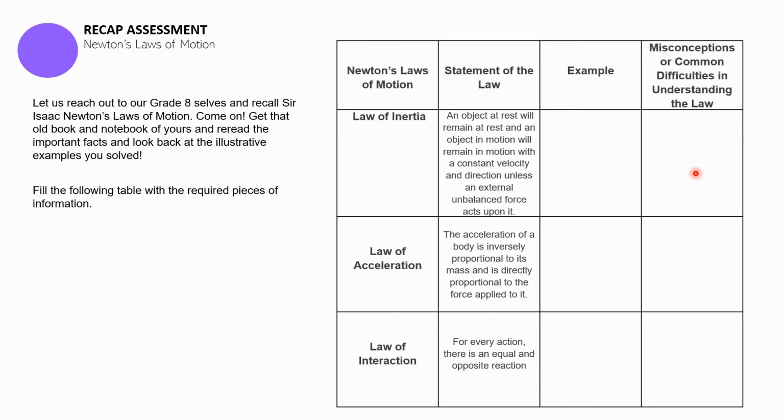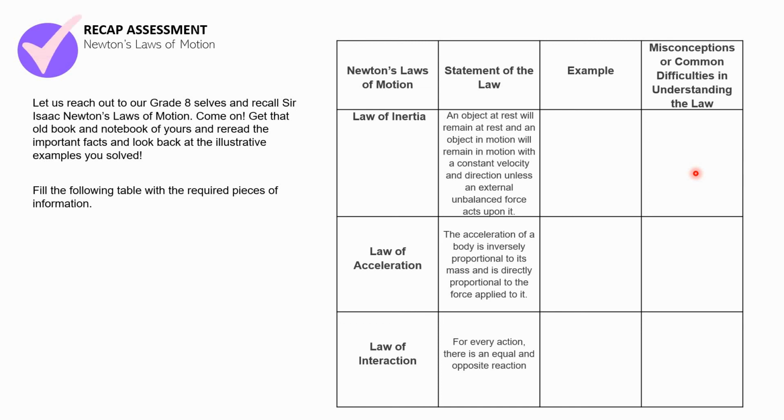Next is the law of interaction. The law of interaction states that for every action, there is an equal and opposite reaction. Say, for instance, a bullet launched from a gun is going to produce a recoil. If the direction of the bullet is towards the north, the recoil force is towards the south. So that's it. For every action, there is an equal and opposite reaction.